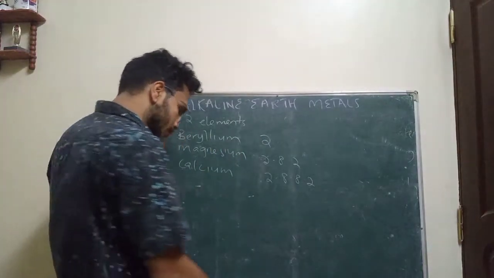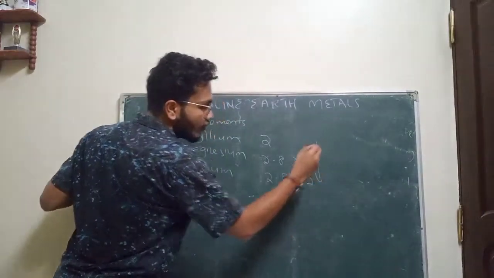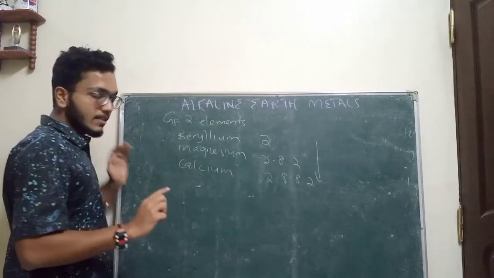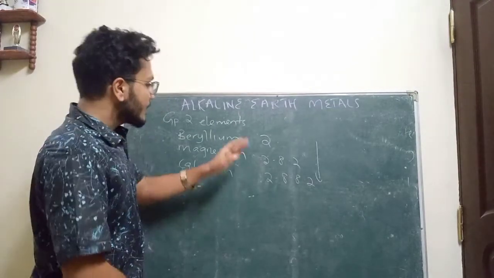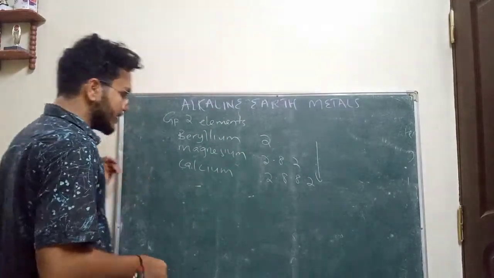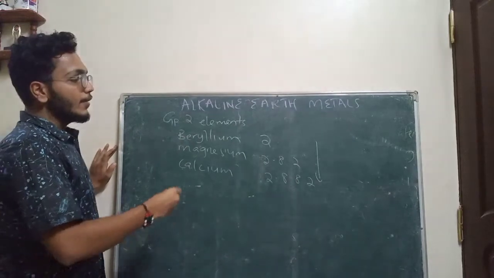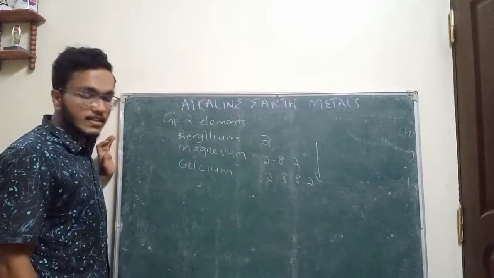We dive straight into the properties. Atomic radius. Atomic radius increases down the group due to an increase in number of energy levels. What we have already discussed, I will not ponder on that. Ionic radius is the same. Ionic radius increases down the group also due to an increase in number of energy levels.